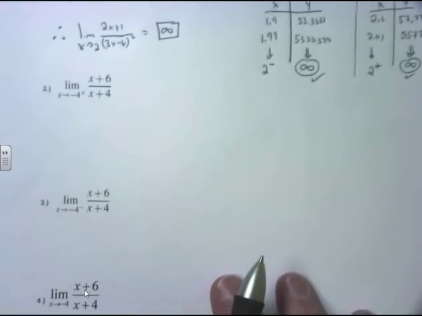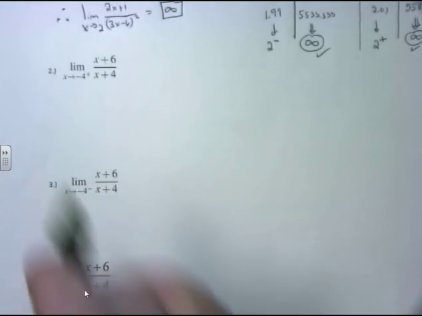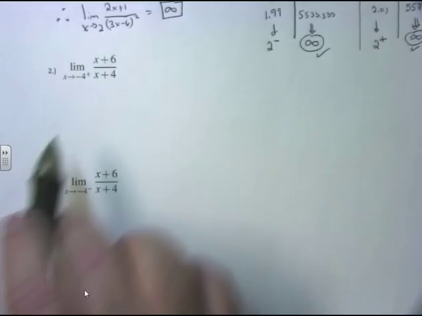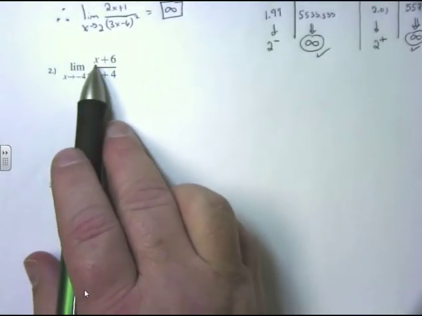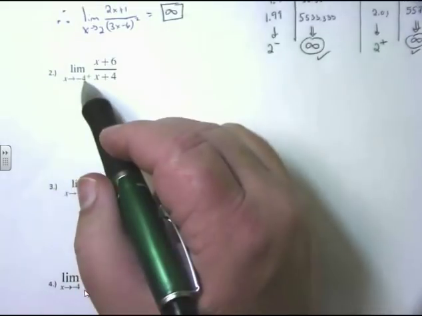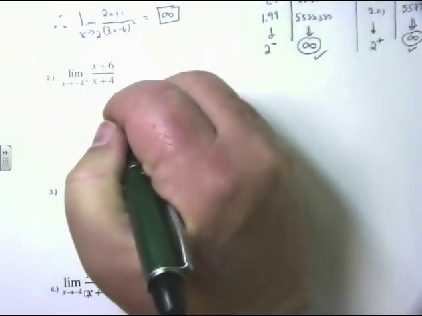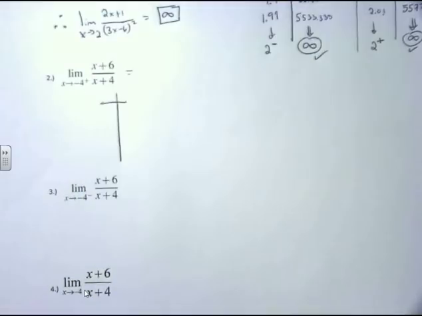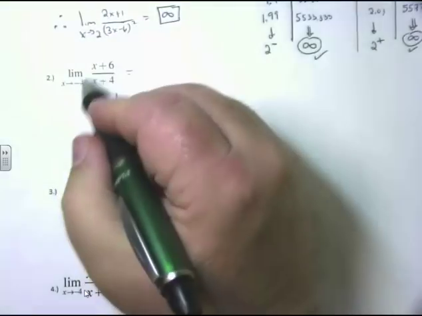So let's take a look at this next guy. And this one I broke up into 3 different parts here. Take the limit as x approaches negative 4 from the plus side of (x plus 6) over (x plus 4). Now this is a one-sided limit. So I'm going to plug in numbers. Now first off, I should really plug in my number to show you that we get a number divided by 0. So plug in negative 4.